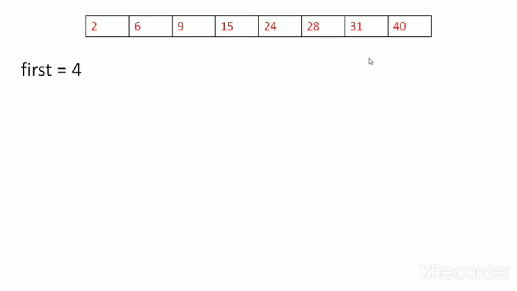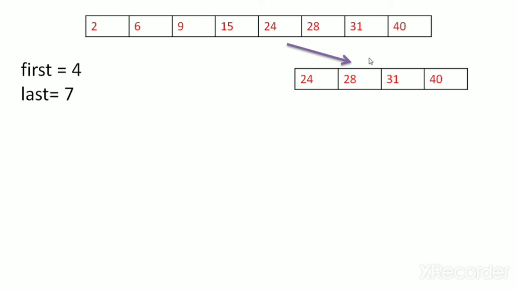So the previous array was this, but now first has become 4, last is 7. So now our scope of search is reduced to 24 28 31 40, which is indexes 4 5 6 7. Now again we'll calculate mid, which is 5.5, but we'll take it as 5. So the fifth index is 28.